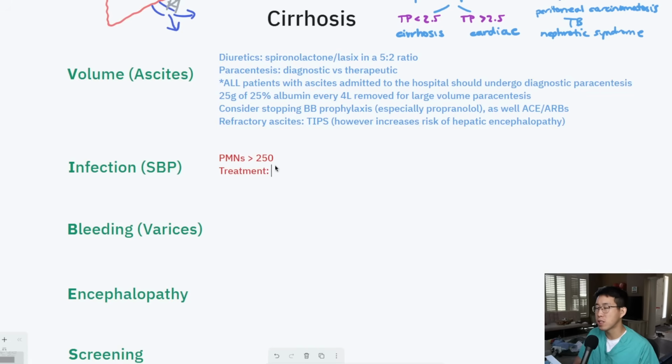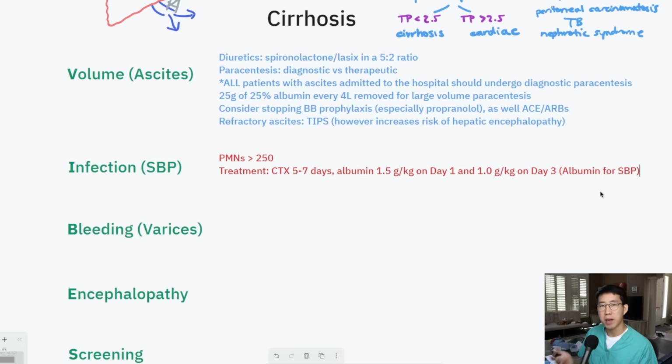Typically, our treatment is going to be ceftriaxone for 5 to 7 days, as well as albumin. And the way that we give this is pretty interesting. We give 1.5 grams per kilogram per day on day 1, and then we give 1 gram per kilogram per day on day 3. The reason that we do this is because of the albumin for SBP trial, which showed decreased risk of hepatorenal syndrome when patients were given prophylactic albumin if they had SBP.